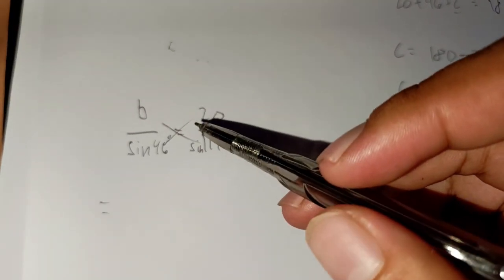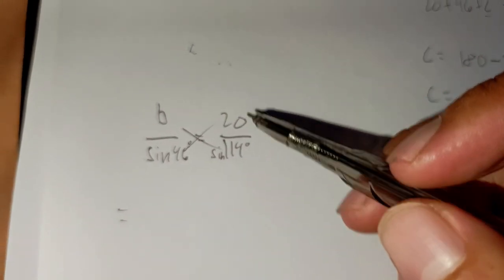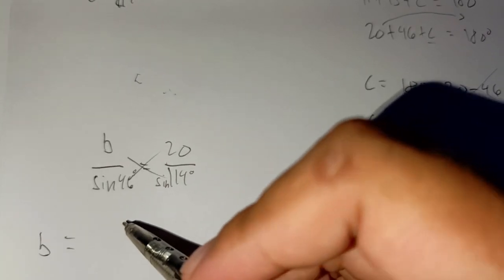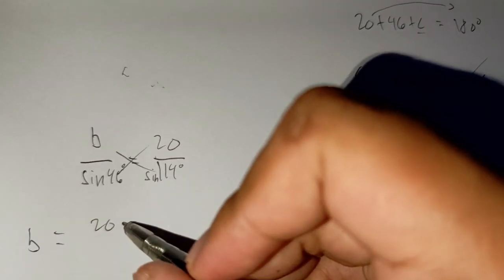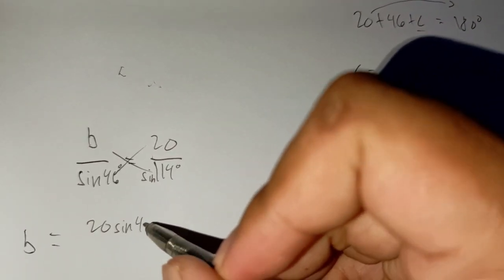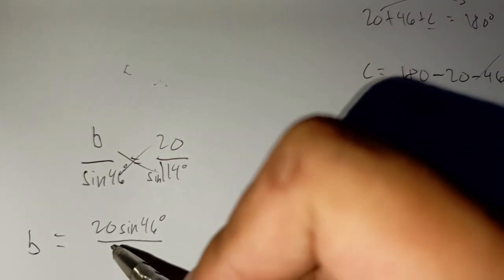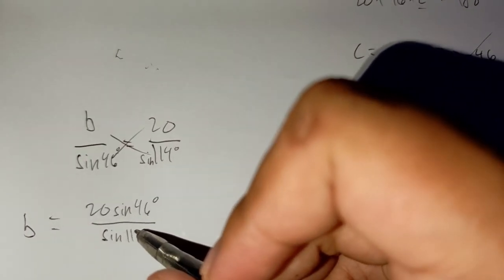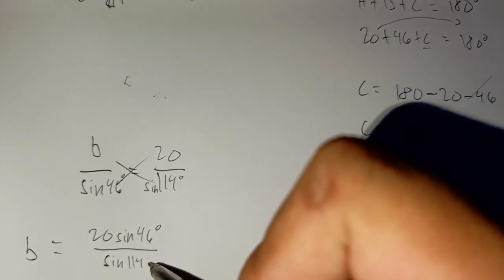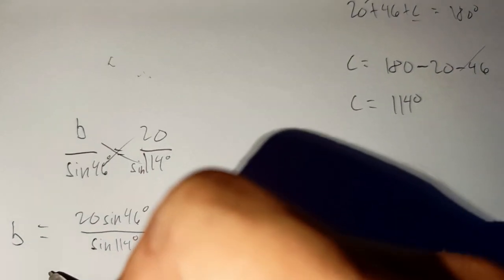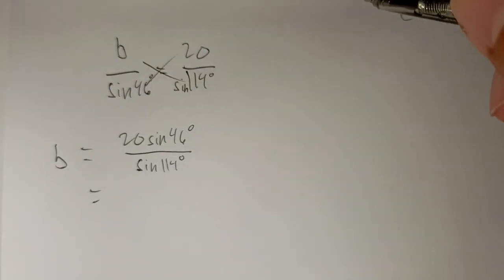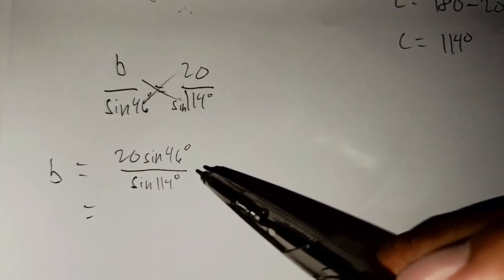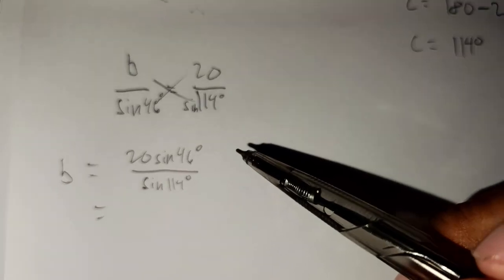By cross multiplying these two, we are able to get B equals 20 sine 46 degrees over sine 114 degrees. We have to remember that by solving this, we need to use a scientific calculator.